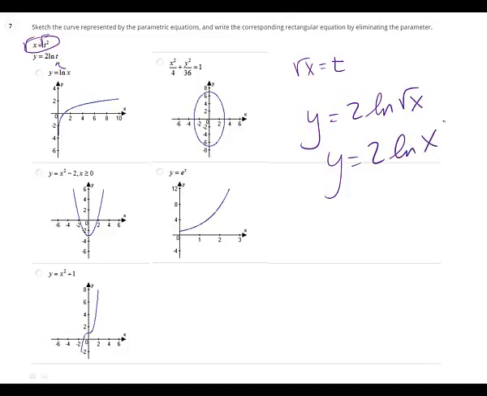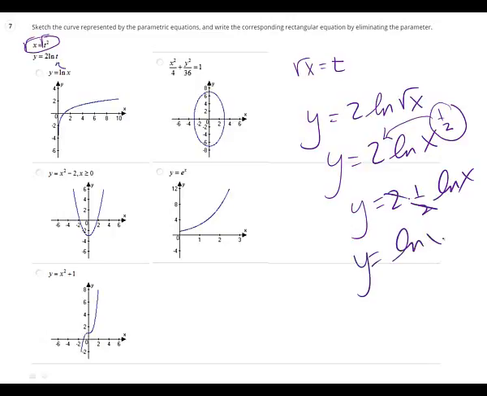I know that the square root of x is the same as x to the 1/2, and I know that the exponent can come out front. So y equals 2 times 1/2 natural log of x. So I just end up with y equals the natural log of x, so it's the first one.